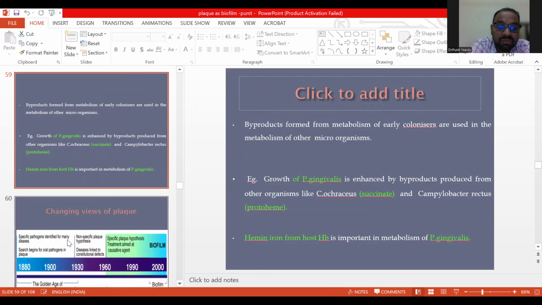For example, growth of P. gingivalis is enhanced by byproducts produced by other organisms, like C. ochraceus, which produces succinate, and C. rectus, which produces protoheme. Heme and iron from host hemoglobin are important in the metabolism of P. gingivalis.